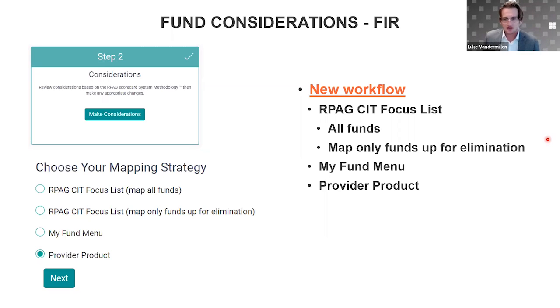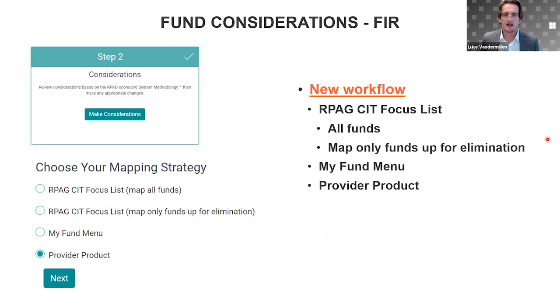So those are your 2 RPAG CIT options that you have there. And then lastly, we have a My Fund menu option. And if you've been with us here at RPAG and haven't gotten a chance to use the My Fund menu, I would highly, highly, highly recommend that you do so. Basically, the My Fund menu is the ability for you as the advisor to create a preferred fund list and store it within RPAG.